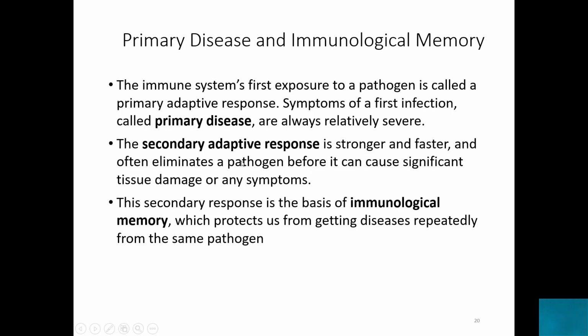Later, the secondary adaptive response is stronger and faster. It can happen years later, and in this case, the immune system will answer so fast that the pathogen, the virus, will be eliminated from the body before it can cause significant tissue damage or any symptoms. So that secondary response is the basis of immunological memory, which protects us from getting diseases repeatedly from the same pathogen.